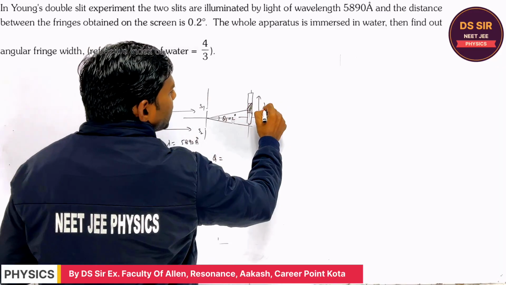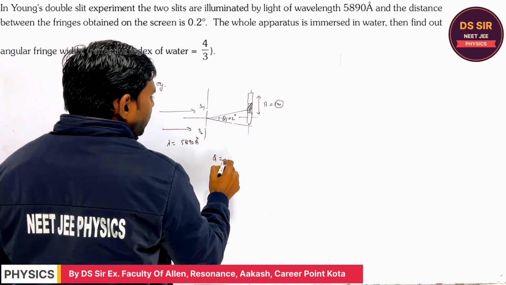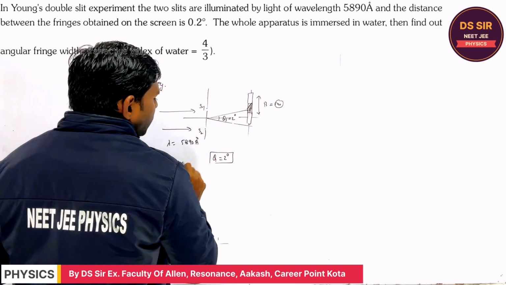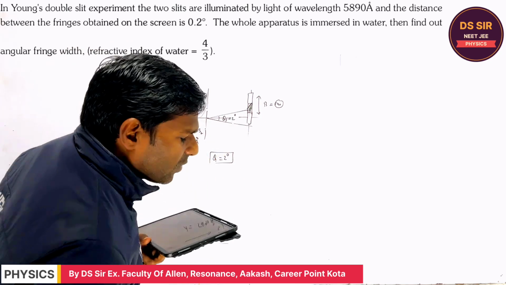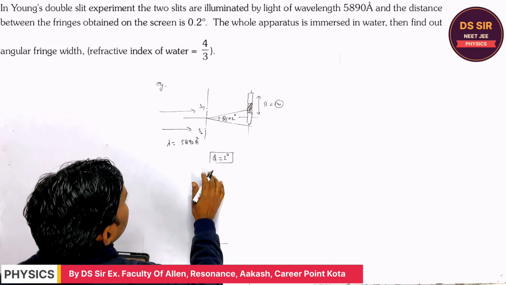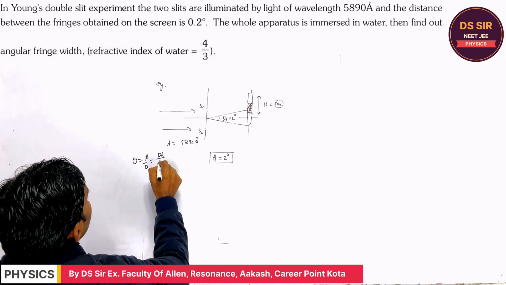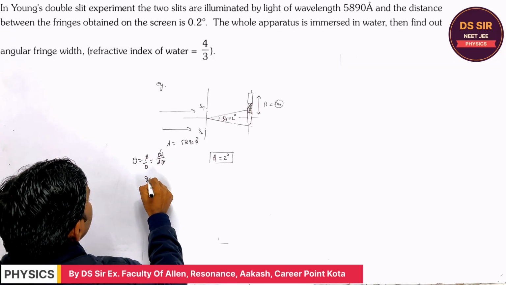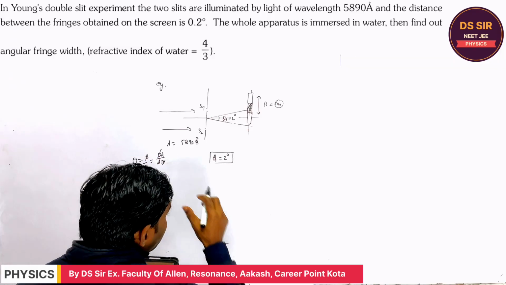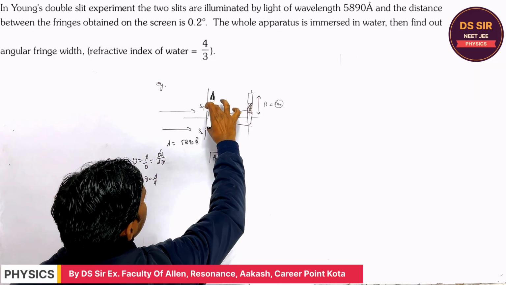Because the beta comes to be in meter or centimeter. So the angular separation, or the angular width of the fringe, is given, right? What is the angular width? If you remember, beta is D lambda upon d. So theta is what? Lambda upon d. Is it clear or not? So theta 1 is equal to lambda 1 upon d. The small d does not change.